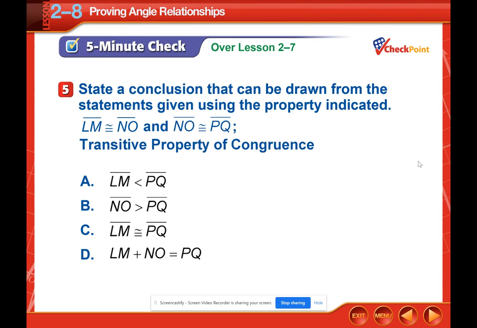State a conclusion that can be drawn from the statements given and using the property indicated. Here we have LM congruent to NO and NO congruent to PQ. And we need to use the transitive property. Transitive means that I'm going to be transitioning from the first to the last because both of them are equal to what's in the middle. So I should have segment LM congruent to segment PQ.